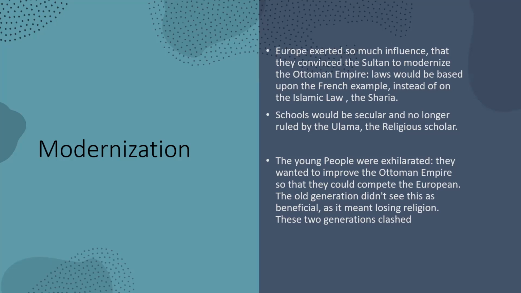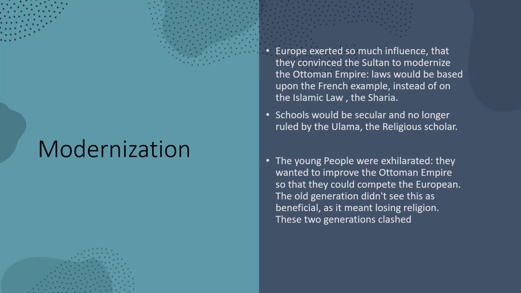Now, when the Europeans came, they said, you know what, you have to modernize. Instead of Islamic law, the Sharia, you have to start adapting English law, like other laws. Well, then the Sultan was convinced, and laws would be based upon the French example instead of the Sharia law. Schools would be secular, no longer ruled by the ulama, the religious scholars.